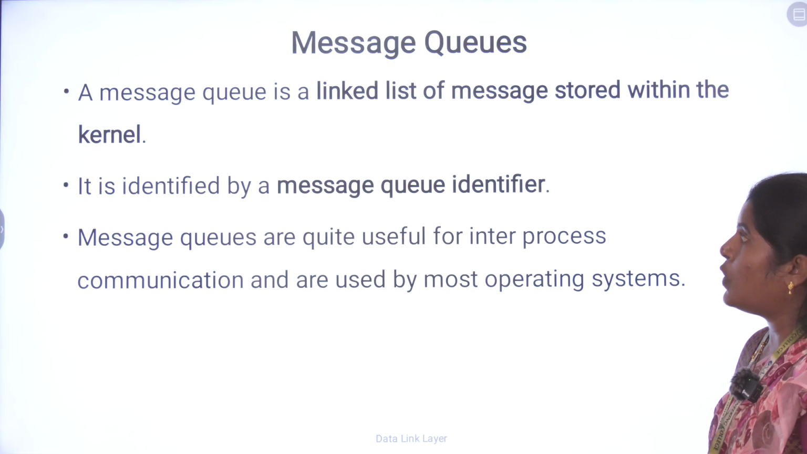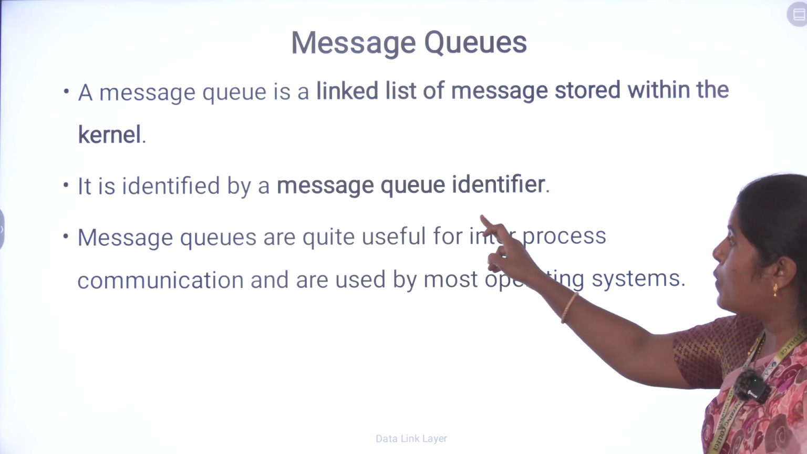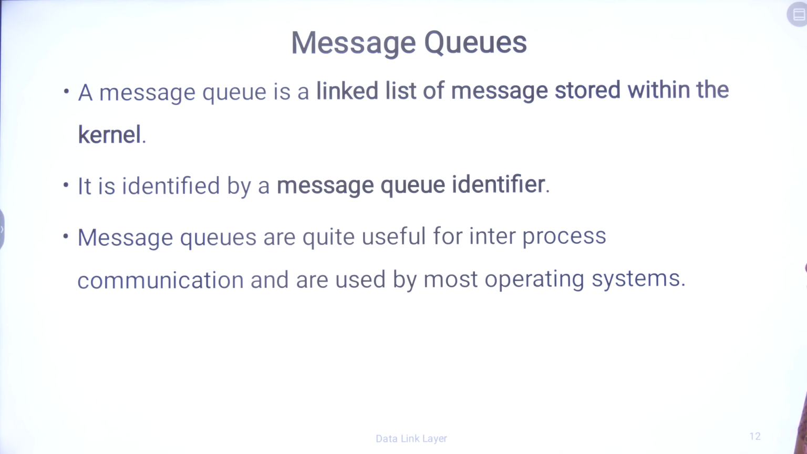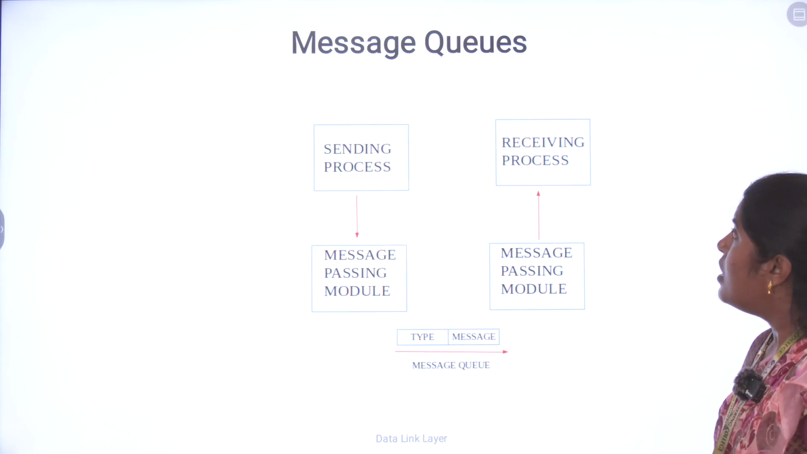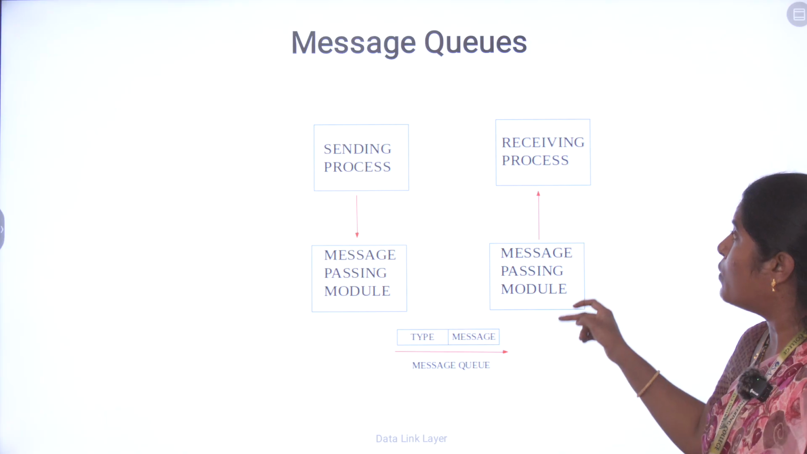Next one is message queue. As I told earlier, the messages from the different processes are stored in a message queue in the form of a linked list. This message queue will be stored in the kernel. These messages are identified by a message queue identifier, and these message queues are quite useful for inter-process communication, and they are used by almost all the operating systems.